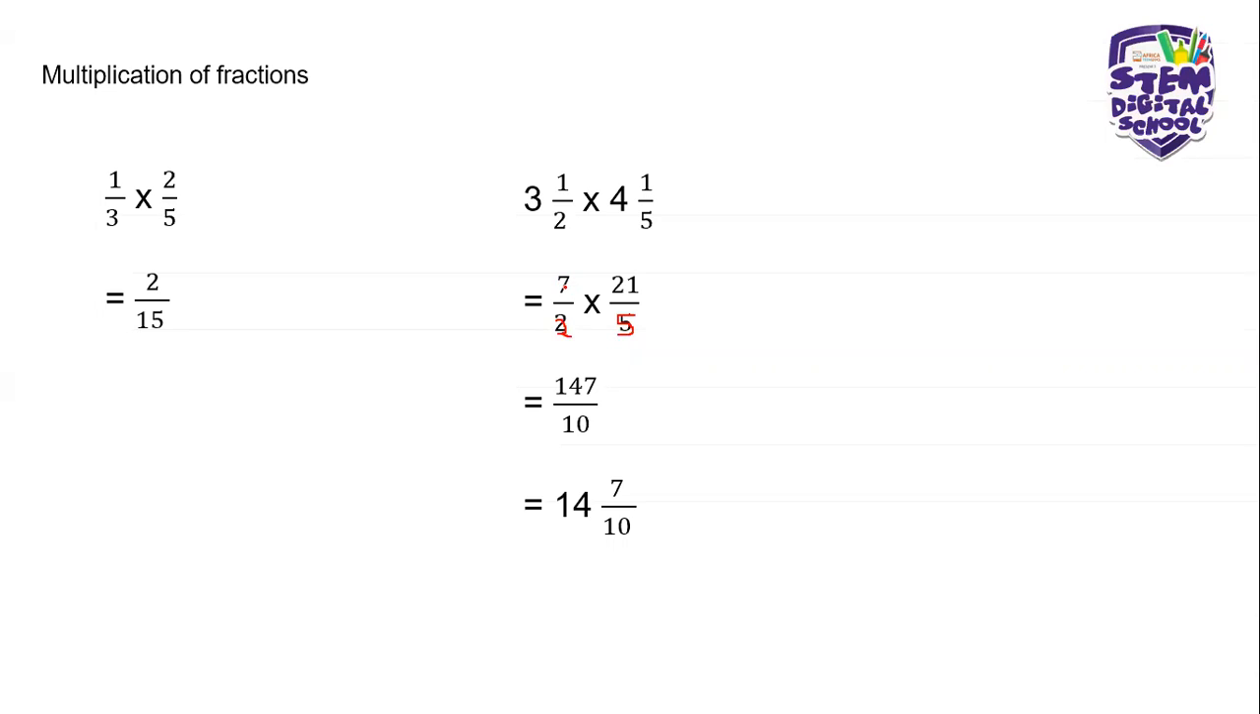What are we trying to find out? Our numerators. So we say 3 times 2 is 6 plus 1, it's 7 over 2. And we say 4 times 5 is 20 plus 1 is 21 over 5. Then you multiply numerator by numerator, denominator by denominator. We have 147 over 10. And find out how many times 10 goes into 147: 14 times. And then write 7 over 10. Then we're done. It is simple as that.